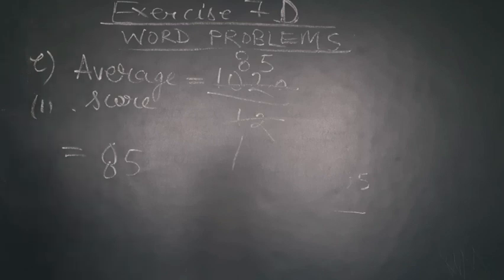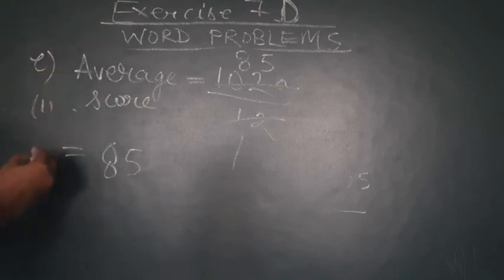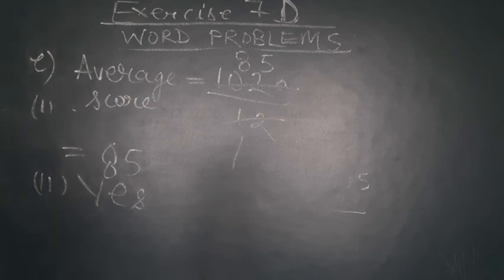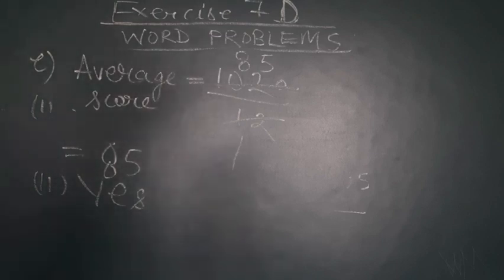Now we have to do the second option. So the second option is, are the average marks above 80? So yes, the average marks are above 80, so you will write yes. Now the third option is, how many students scored more than the average marks? So you can look into the maths book and check how many students have scored more than the average marks. So you have to write down this answer on your own in your maths classwork copy.